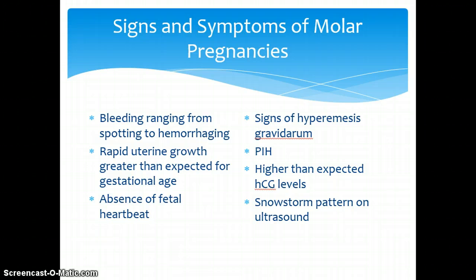Signs and symptoms of molar pregnancies include bleeding ranging from spotting to hemorrhaging, rapid uterine growth greater than expected for gestational age, an absence of the fetal heartbeat, signs and symptoms of hyperemesis gravidarum because they have elevated HCG levels, pregnancy-induced hypertension or gestational hypertension, higher than expected level of HCG, and a snowstorm pattern on the ultrasound.